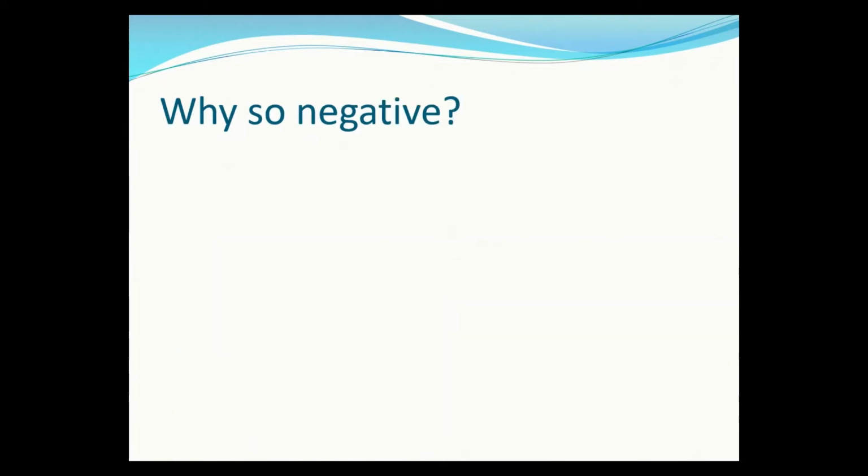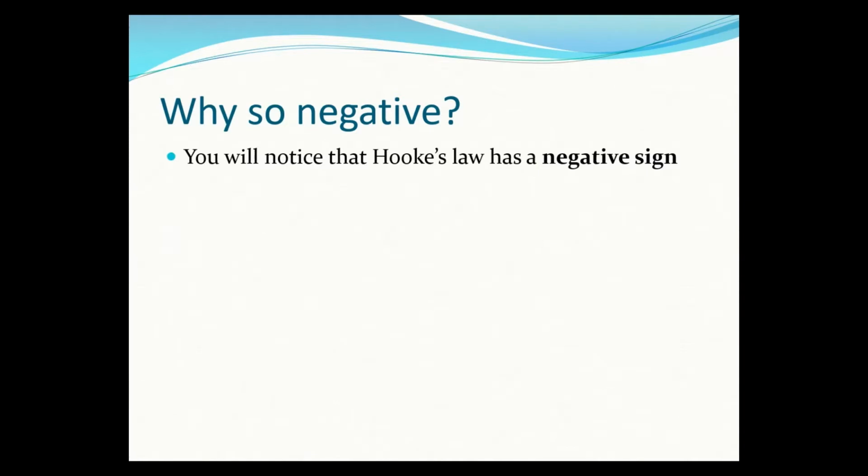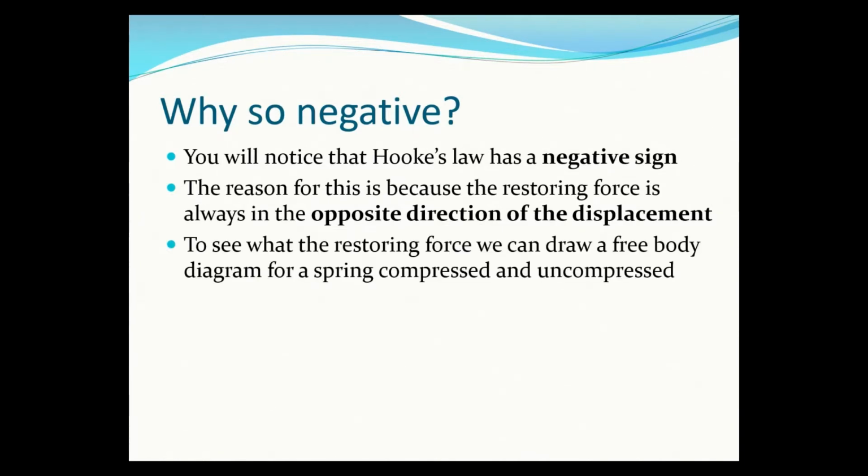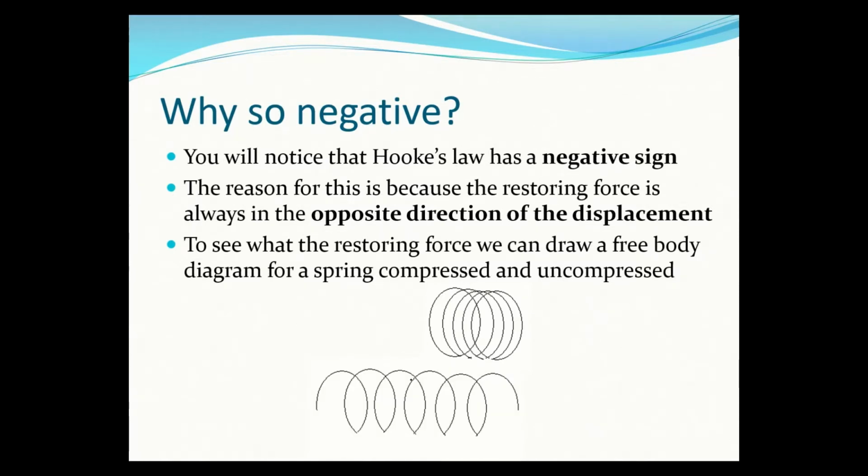So why is that negative in the formula? You'll notice that Hooke's law has a negative sign. And the reason for this is because the restoring force is always opposite the direction of the displacement. So we can draw a spring here. Here's my spring, and here's my spring stretched out. When I stretch it out, this is how far I stretch it out. This is my displacement, this way here.